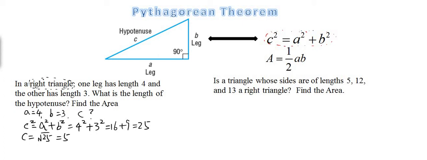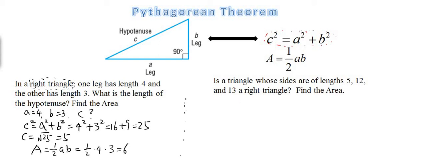Okay, now how to find the area? Area is what? A equals, we follow this formula, 1/2 times a times b. Okay, and a is 4, b is 3, and we're gonna get the area of this right triangle is 6.